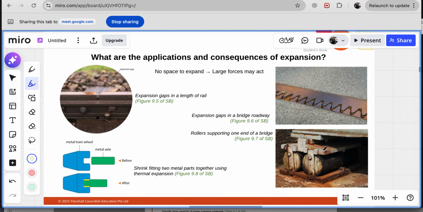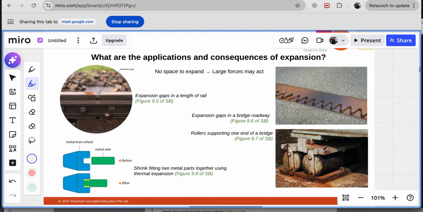Okay? So after you heat it, it will expand, and then when it contracts, it shrinks and can fit in here. So these are shrink-fit expansions, one of the applications and usefulness of expansion. The gap left in railways is one of the applications. Expansion gaps in bridges and roller supports in bridges are also applications of expansion.